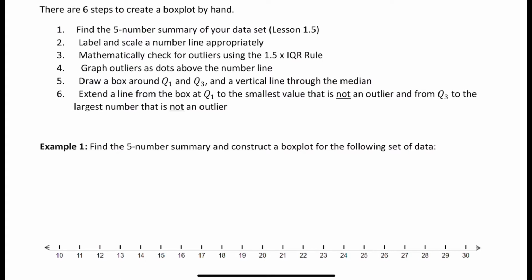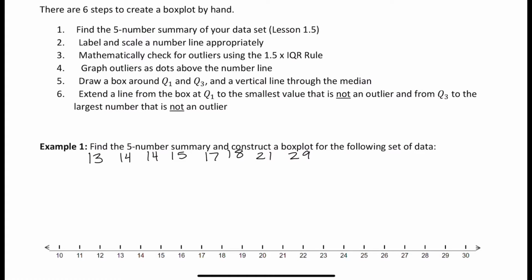So we are going to find the 5-number summary and construct a box plot for the following data set that I am going to give. The data set we are looking at is 13, 14, 14, 15, 17, 18, 21, and 29.